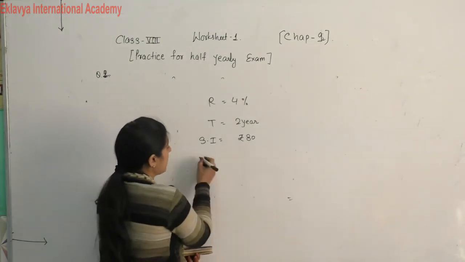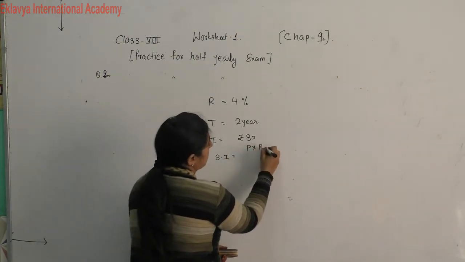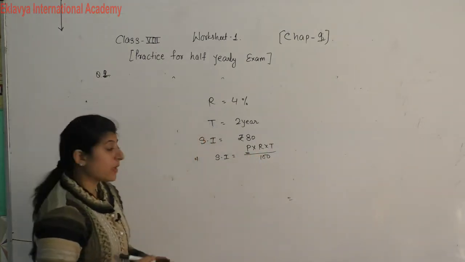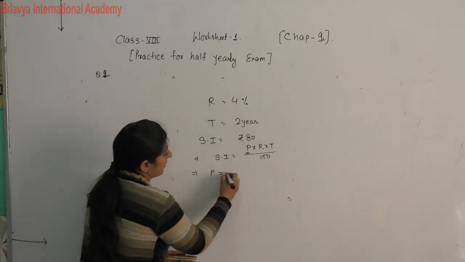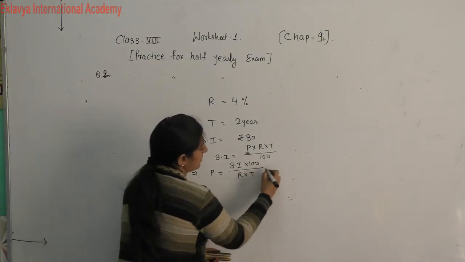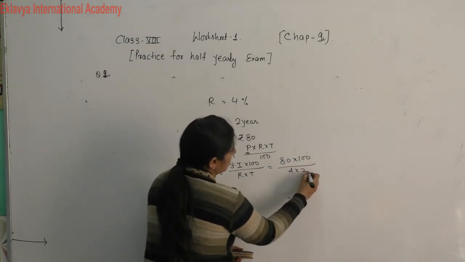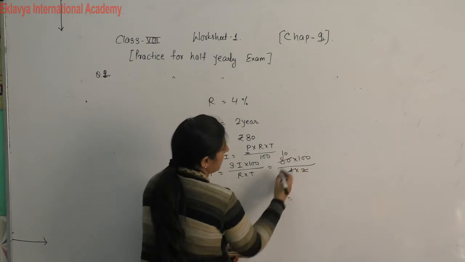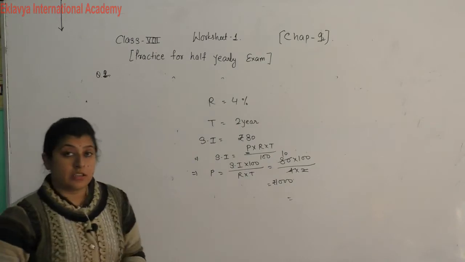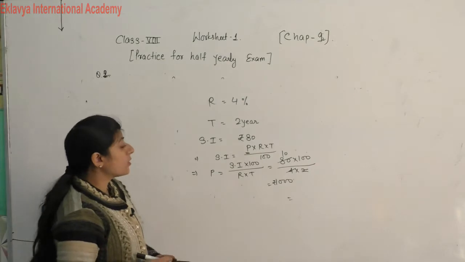How to find out? Firstly see the simple interest formula: principal into rate into time divided by 100. We don't know the principal amount, so firstly we find out the principal amount. Put the values: 80 multiplied by 100, 4 into 2, 4 eights are 8, this becomes 1000. It means your sum is rupees 1000.